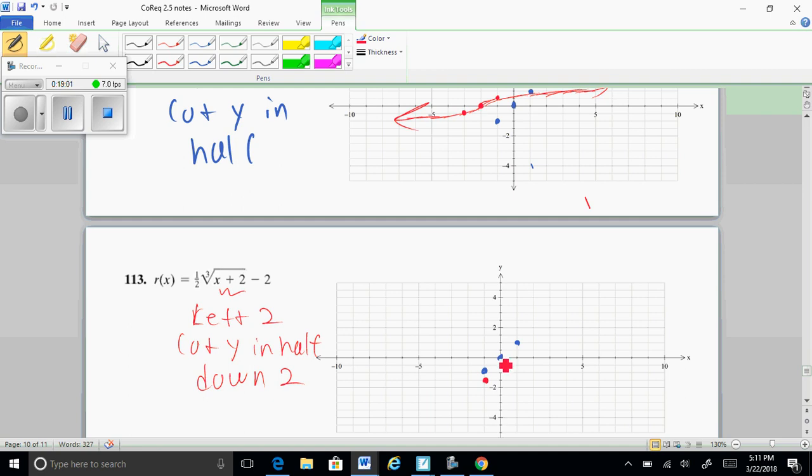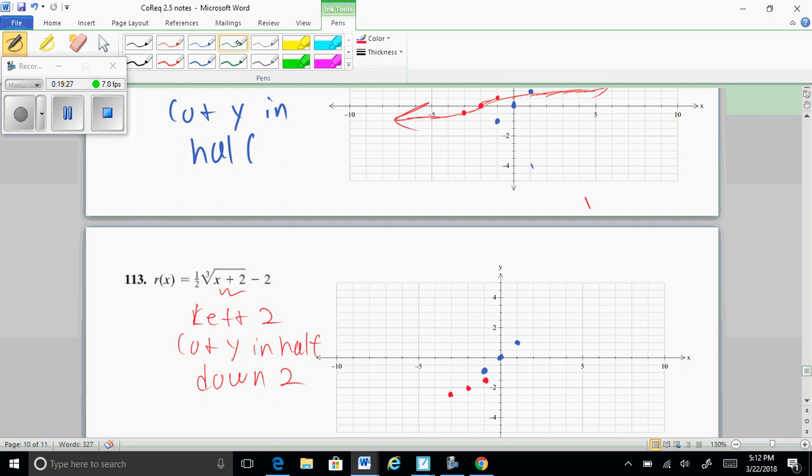Okay, then the center point, we're going to go left 2, cut 0 in half, you're still at 0, and then go down 2 units. So we're going to end up right there. Then our last point, we go to the left 2, cut y in half. Right now we're at -1, so we actually go to -0.5. But then if we go down 2, you're subtracting 2, you're going to go down to -2.5, which would be right there.